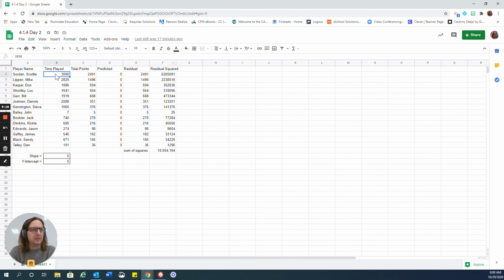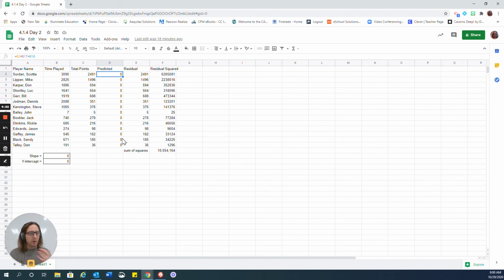Over here, these are all of our players. Here's their time played. Remember, that's X1. Here's our actual points, that's our Y1. And then we're going to find our predicted amounts. Up here, you can see it says B2 times B17 plus B18. B2 is our X value, and I'm going to multiply it by the slope and then add the y-intercept. So all you need to do at this point is enter your slope and your y-intercept, and it's going to calculate everything for you, because I'm a nice guy.